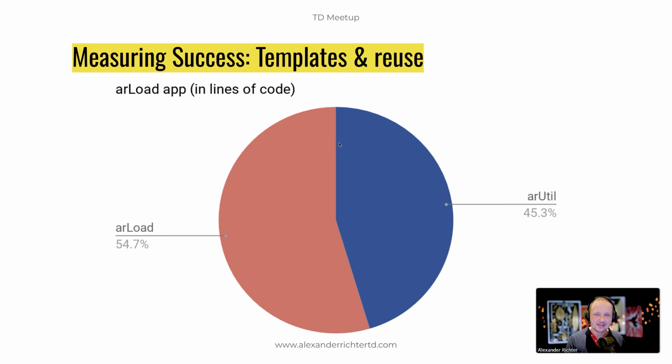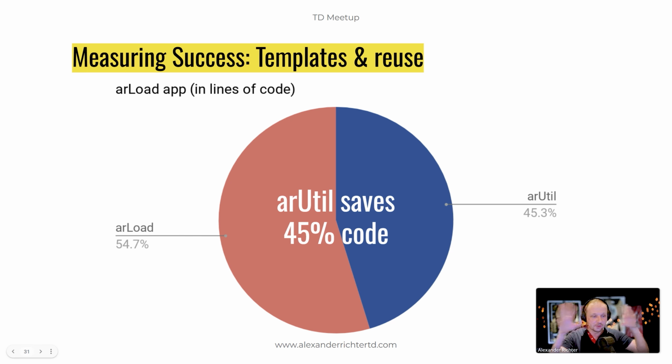Here you can see the whole circle is the full code of IRLoad. 45% of IRLoad is IRUtil code. Basically, all the things that I normally would retype again, I can reuse. By integrating a template, a reusable element, I can save, in this case and in other cases with very similar numbers, 45 to 50% of code because I reuse elements again and again. And they're easy to modify, because if I update the UI in IRUtil, all my applications will have a different color, different structure, different everything, which is really cool.